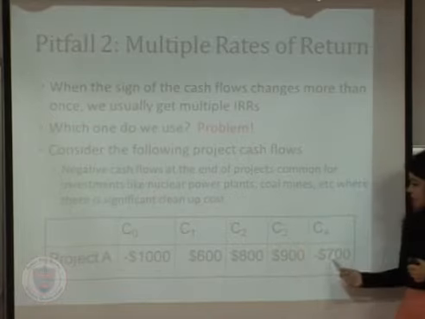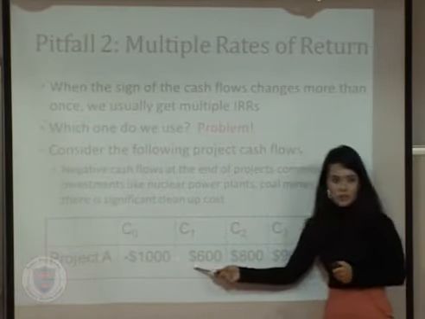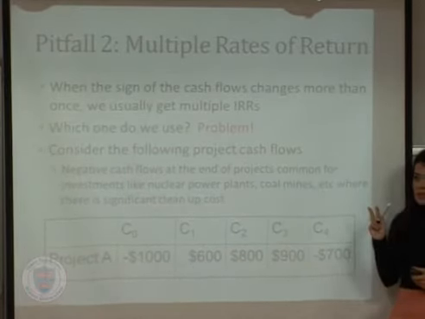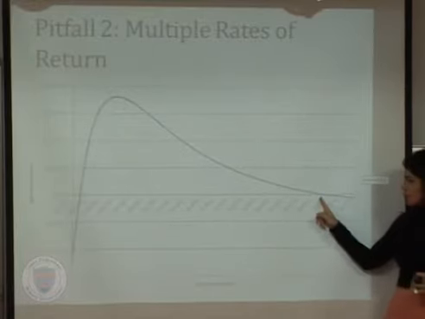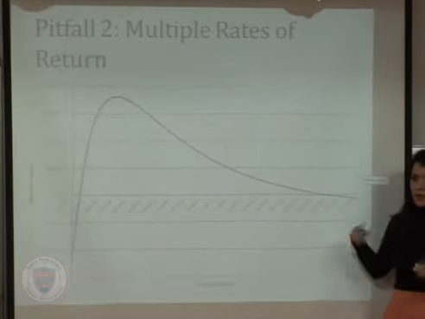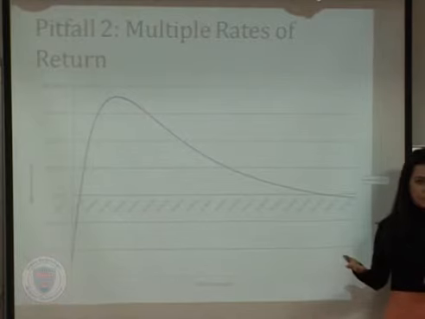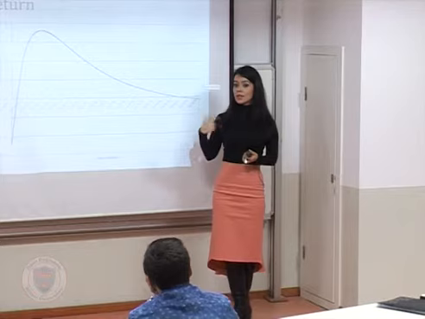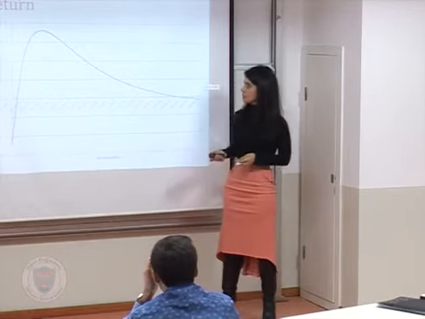But in this example, since the cash flow signs change more than once, from minus to positive, then from positive to negative, you will have two IRRs. So you will have something like this. In the NPV profile, you will have two points which cross the x-intercept. So you have two IRRs. Which one are you going to use? It's going to be a problem. So when you have cash flows changing signs more than once, you will have more than one IRR, which will be problematic.